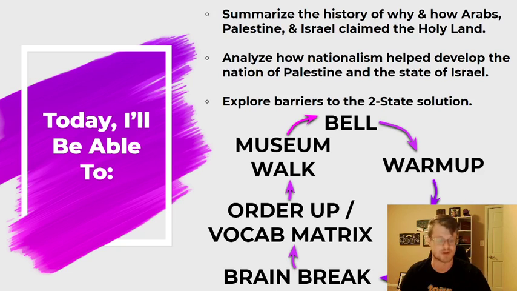So let's break down what our objectives are here. First, summarize the history of how and why Arabs, Palestine, and Israel have had different versions of claim to what is traditionally called the Holy Land. And then we're going to also look at how nationalism helped develop the nation of Palestine and the state of Israel. We'll get to that here in a second. And then we're going to look at barriers to what is now commonly called the two-state solution.